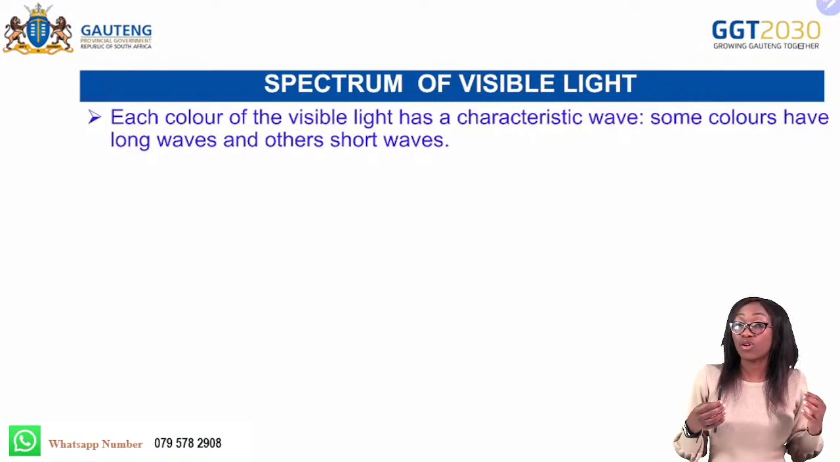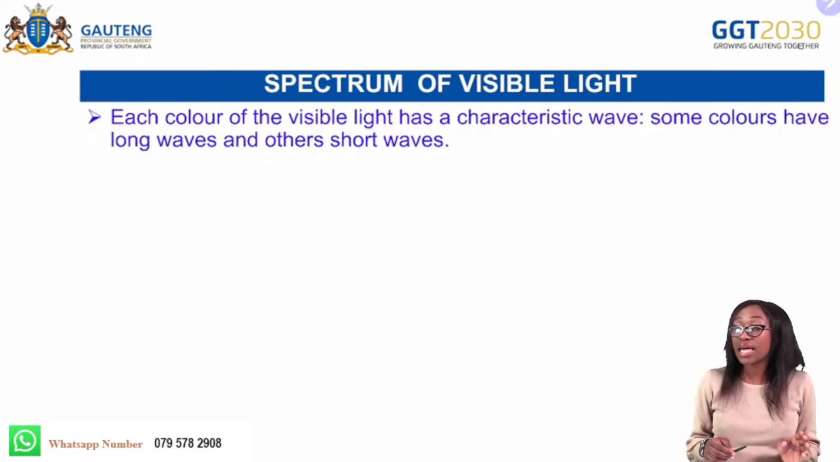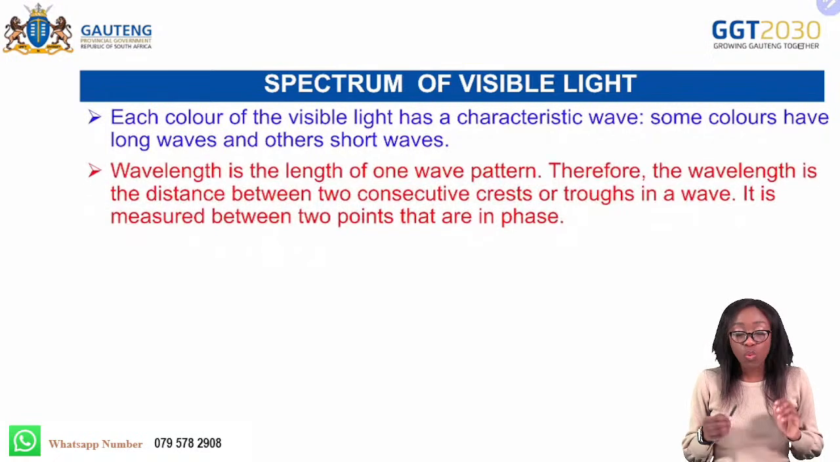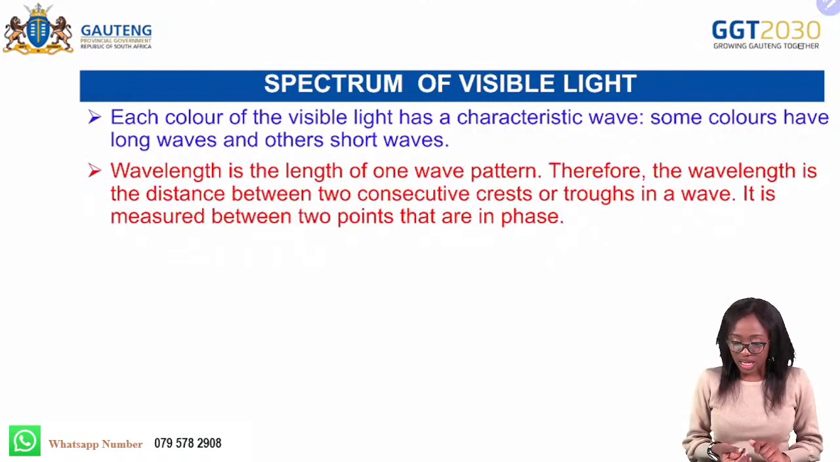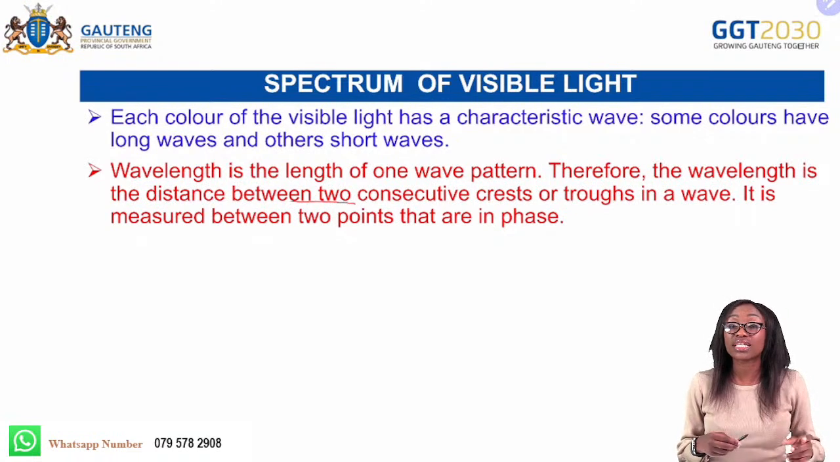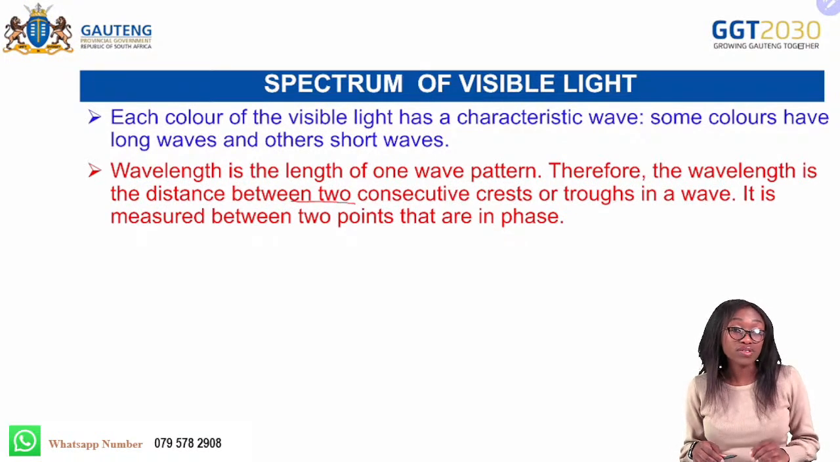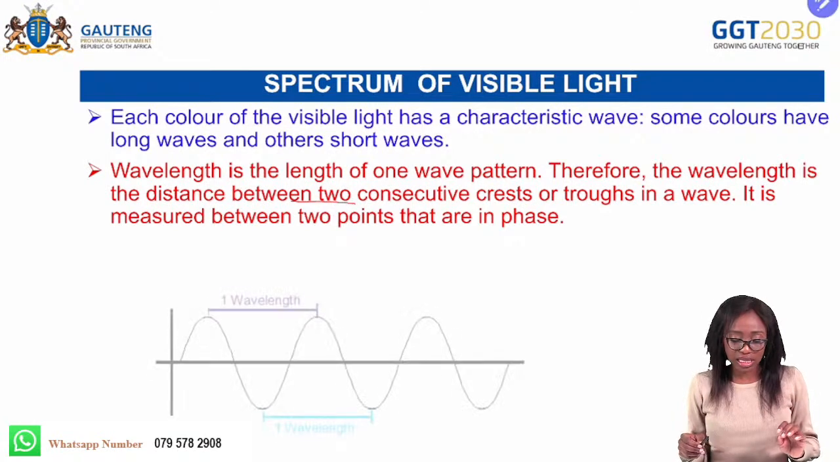Some colors have long waves, while others have short waves. These are different colors. So wavelength, I'm sure we defined wavelength when we were doing our terminology slides. Wavelength is the length of one wave pattern. Therefore, the wavelength is the distance between 2 consecutive crests or troughs in a wave, and it is measured between 2 points in a phase.